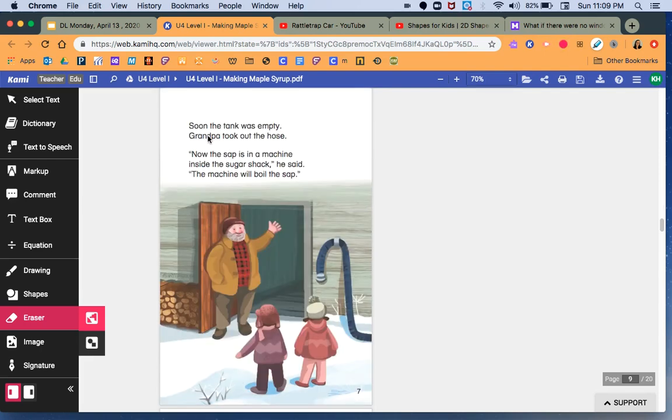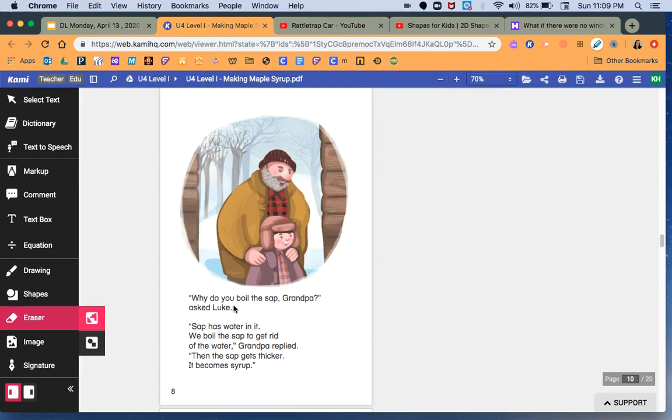Soon the tank was empty. Grandpa took out the hose. "Now the sap is in a machine inside the sugar shack," he said. "The machine will boil the sap." "Why do you boil sap, Grandpa?" asked Luke. "Sap has water in it. We boil the sap to get rid of the water," Grandpa replied. "Then sap gets thicker and becomes syrup."